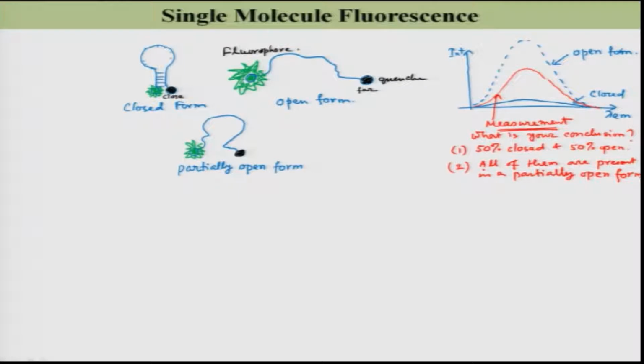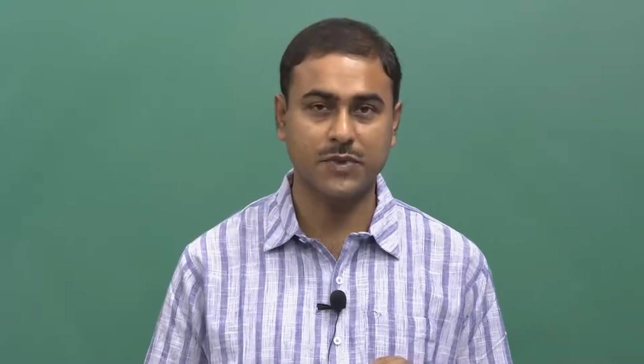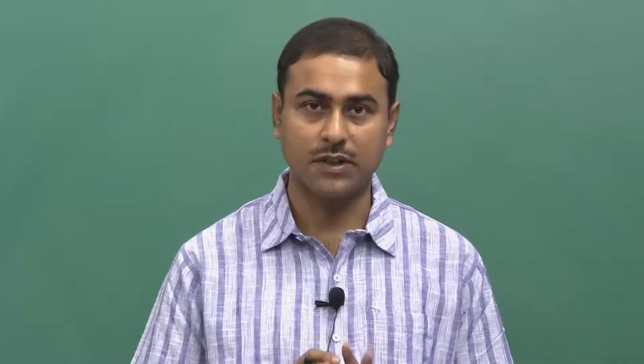Now, if I ask you which one is correct, case 1 or case 2, which one is correct? If you are simply doing ensemble average fluorescence spectroscopy, it is impossible for you to tell which one is the correct explanation. You may say, okay, let me measure the anisotropy.